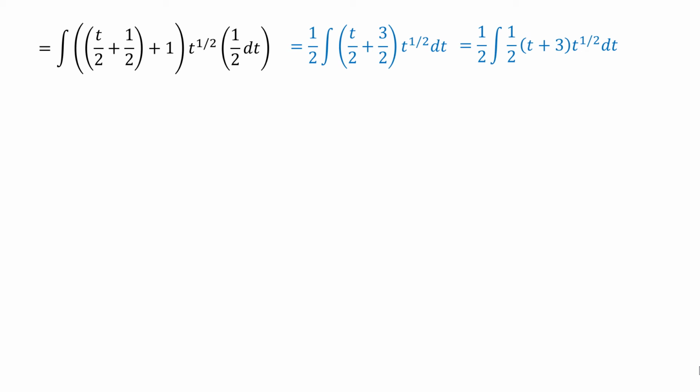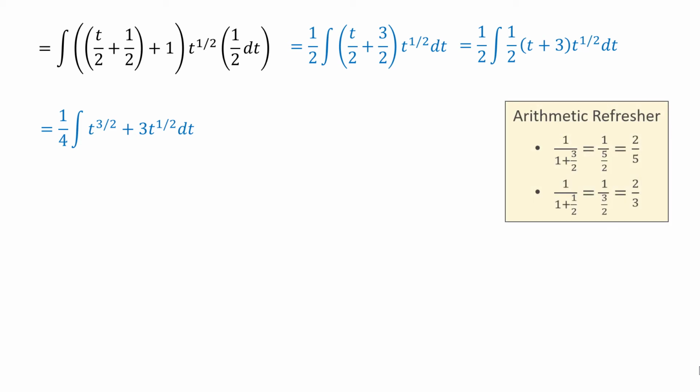We're going to do 2 algebra steps. We will factor the 1/2 that's to the right of the integral symbol out to the left of the integral symbol. 1/2 times 1/2 is 1/4. And then distribute the t^(1/2) to each of t and 3. That results in t^(3/2) + 3t^(1/2) dt. We are now ready to use the power rule for integration, but before proceeding, let's provide you with a quick arithmetic refresher.